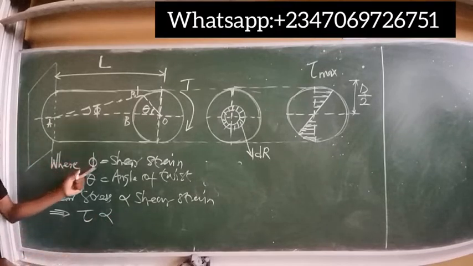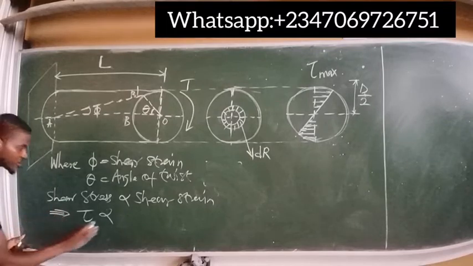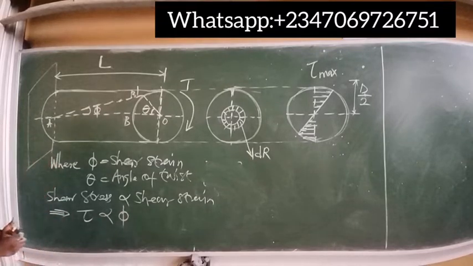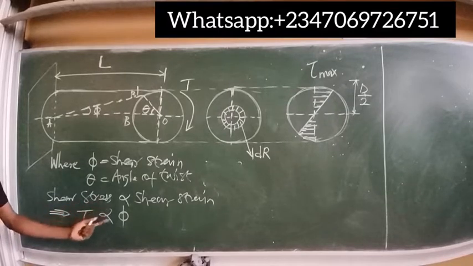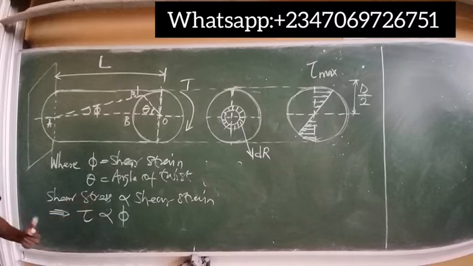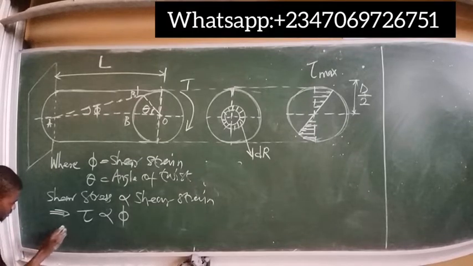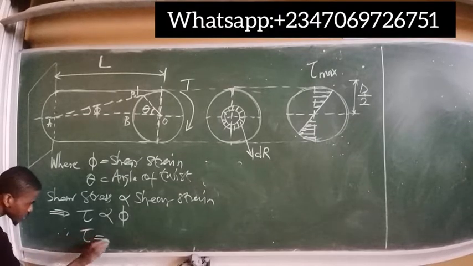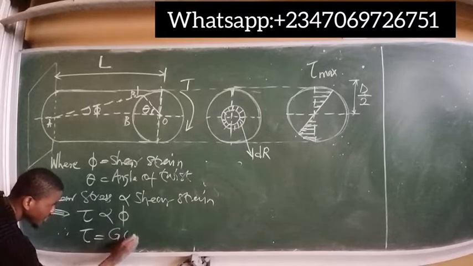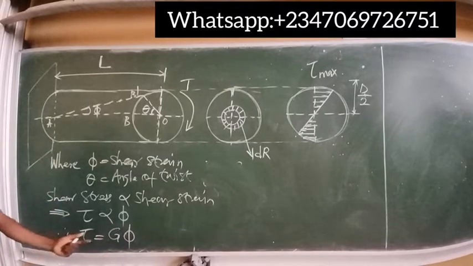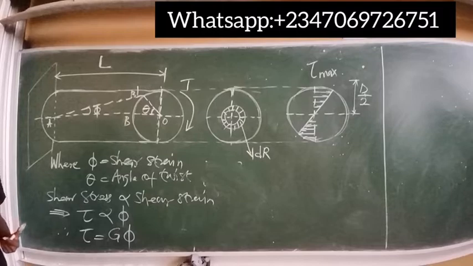And I said this angle psi is the value for the shear strain. So simply, shear stress is directly proportional to shear strain. Whenever we have a proportionality sign, we remove it and introduce a constant. The constant in this case is called the modulus of rigidity. Therefore, the shear stress tau is equal to G psi, where G is called the modulus of rigidity.